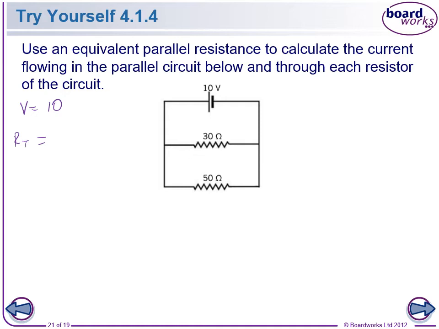So I get the equivalent resistance to be 18.75. Okay, and again, we're less than both of them, so we should be okay. So we've got our voltage, we've got our equivalent resistance across the entire circuit. So I equals V on R, 10 divided by 18.75, and I get 0.53.